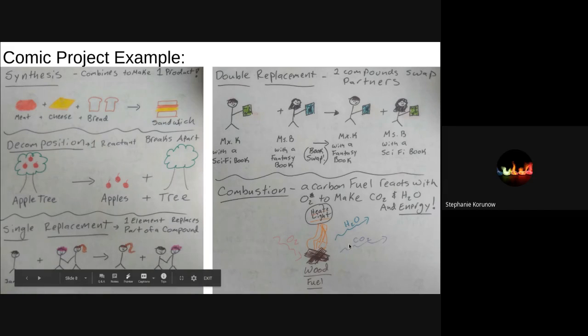And combustion, I picked something that's a carbon-based fuel and I showed that oxygen goes in and heat, light, water, and carbon dioxide come out. Okay, so for this one, it's gonna be a little bit different than the others. I want you to draw me an example of something that's a combustion reaction, something burning, and show the ingredients going in, the reactants going in, and the products coming out. Okay, let me know if you have any questions or concerns.